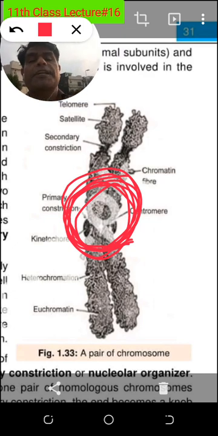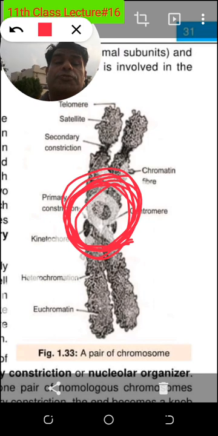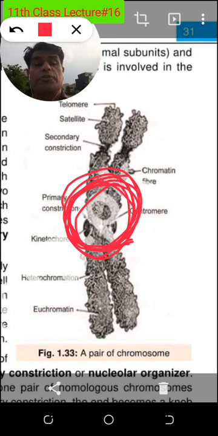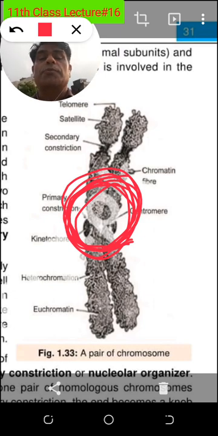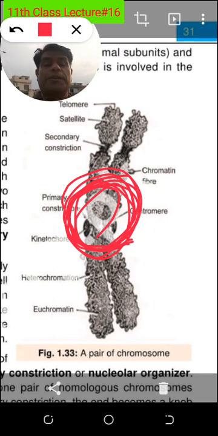This central part is the kinetochore. Now I will tell you about the secondary constriction and the primary constriction. These are the 2 new words which I would like to tell you. The primary constriction, which is present at the center of the chromosome, is called the centromere. The central part is the centromere. The composition of the centromere, once again the same thing, is the kinetochore, K-I-N-E-T-O-C-H-O-R-E.